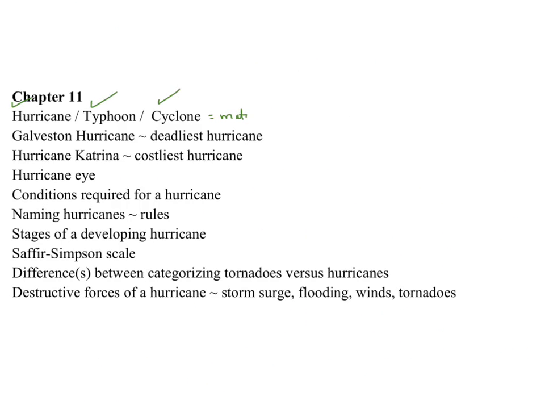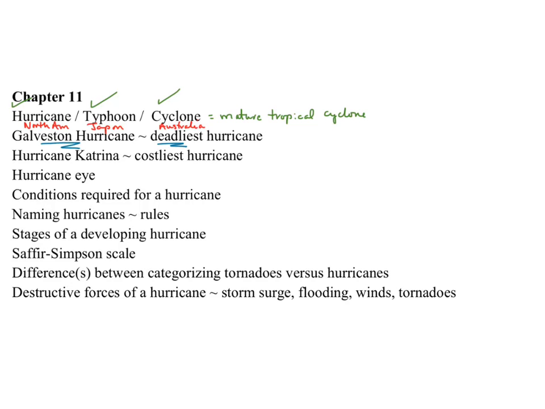And in Chapter 11, of course, we kind of switched gears from the wind-based to the maritime. So hurricane, typhoon, and cyclone, those are all names for what we call a tropical cyclone. In North America, we call them hurricanes. In Japan, they call tropical cyclones typhoons. And in Australia, they would call tropical cyclones cyclones.